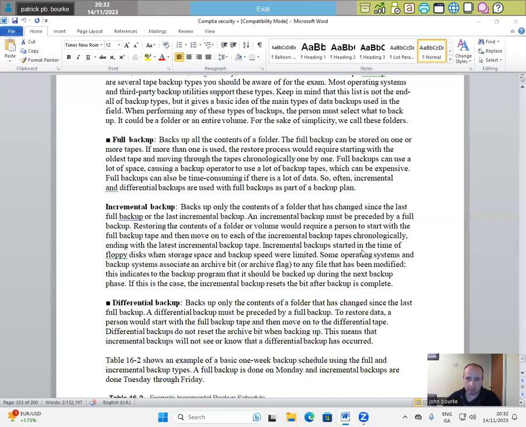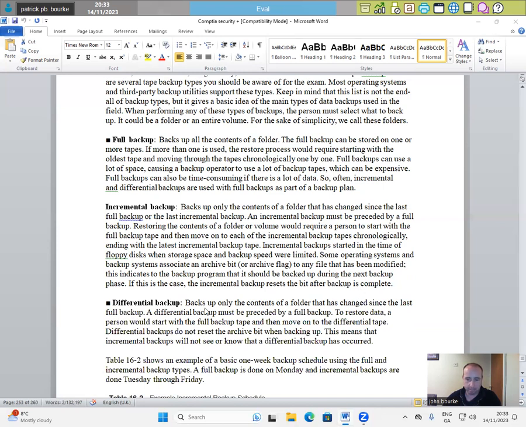Incremental backups started in the time of floppy disks when storage space and backup speed were limited. Some operating systems and backup systems associate an archive bit or archive flag to any file that has been modified. This indicates to the backup program that it should be backed up during the next backup phase. If this is the case, the incremental backup resets the bit after the backup is complete.